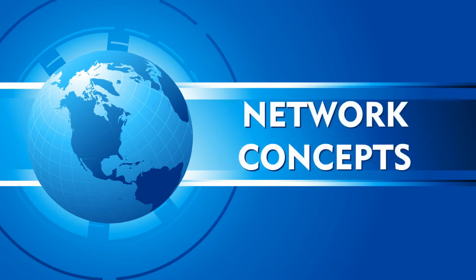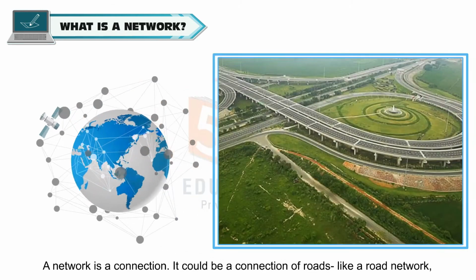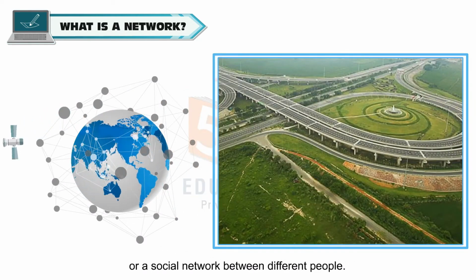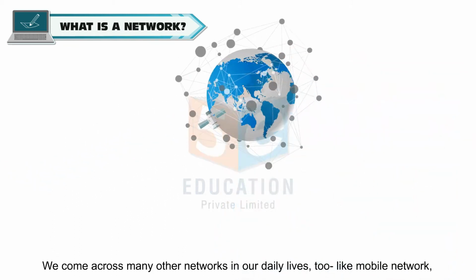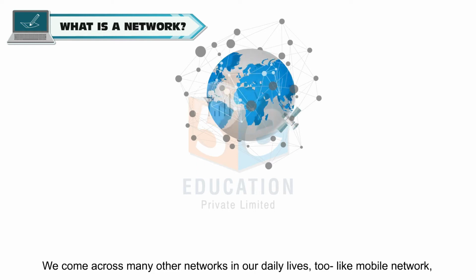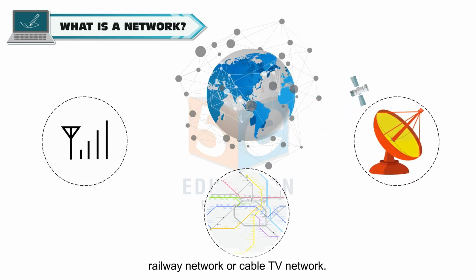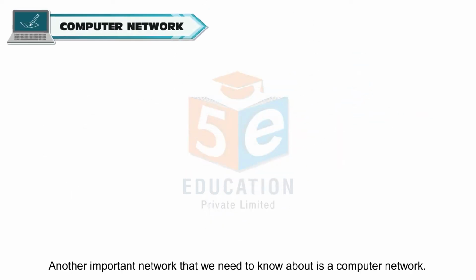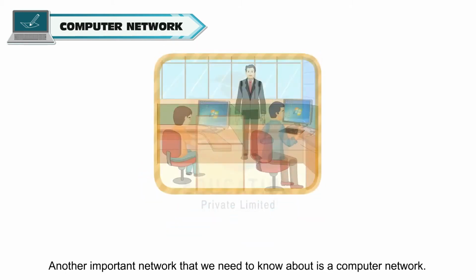Network concept. A network is a connection. It could be a connection of roads, like a road network, or a social network between different people. We come across many other networks in our daily lives too, like mobile network, railway network, or cable TV network. Another important network that we need to know about is a computer network.